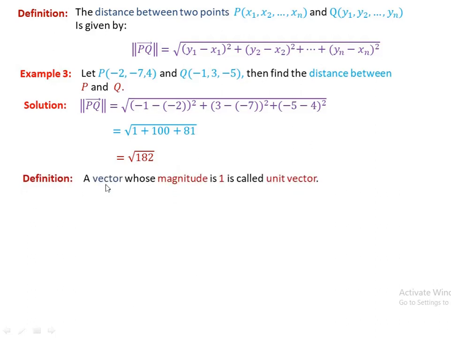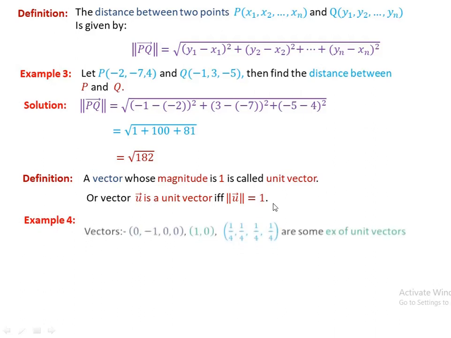Another definition: a vector whose magnitude is 1 is called a unit vector. Vector u is a unit vector if and only if the norm of u is equal to 1. If the norm of u is 1, then the vector u is a unit vector, or if the magnitude of the vector u is 1, then the vector u is a unit vector.